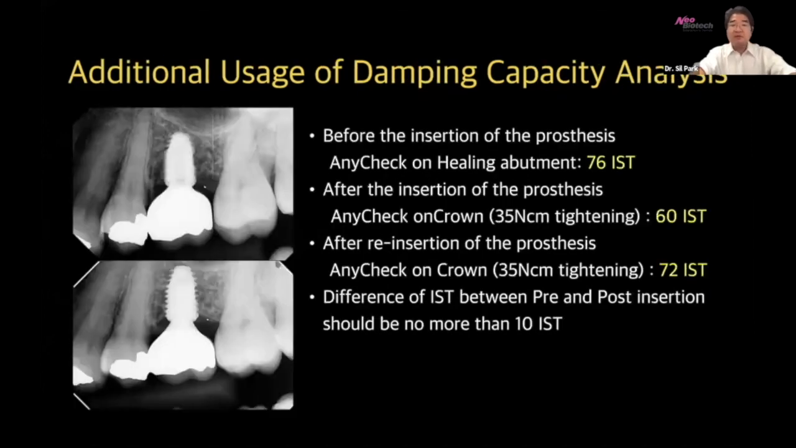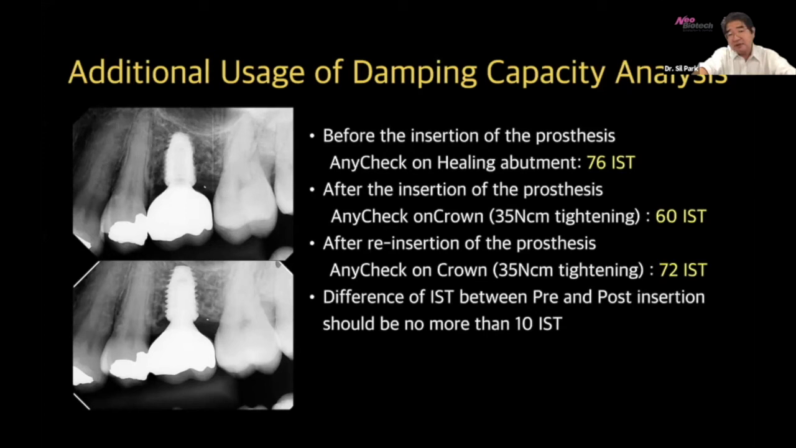This is a more clinical case. One of my residents placed the crown, and then he measured the AnyCheck. Before putting the crown on with a healing abutment, he measured the IST number, which was 76. That's a good number. Then he put the crown on with 35 Newton tightening and measured the IST, AnyCheck number again, and it was 60.